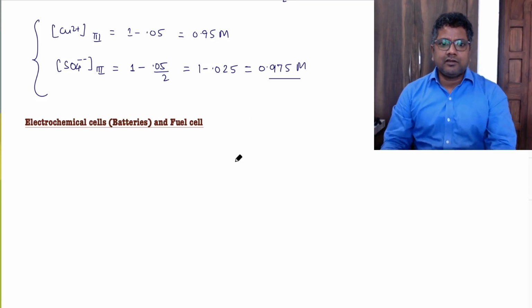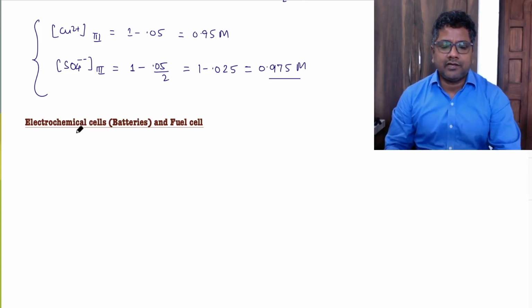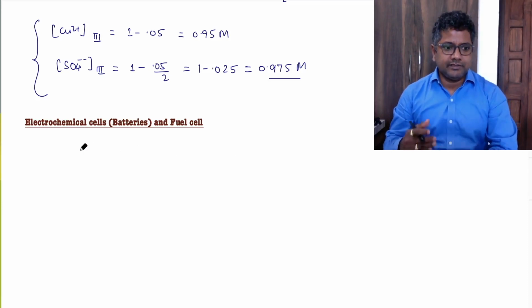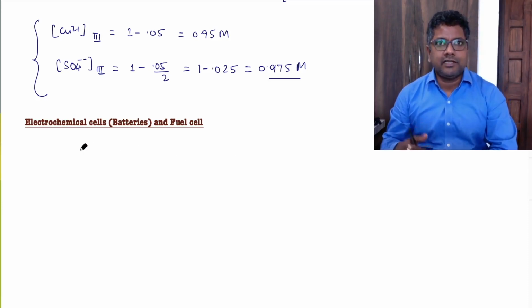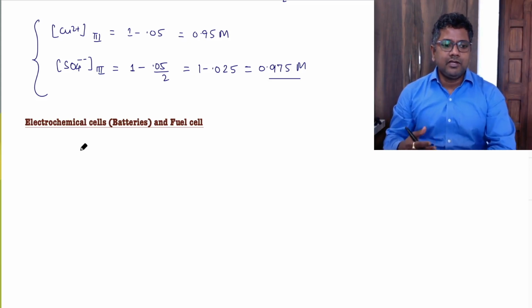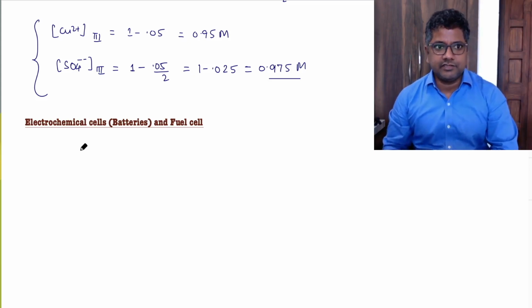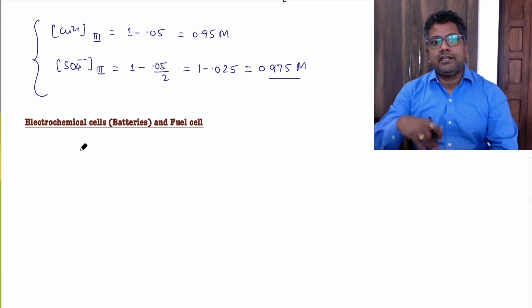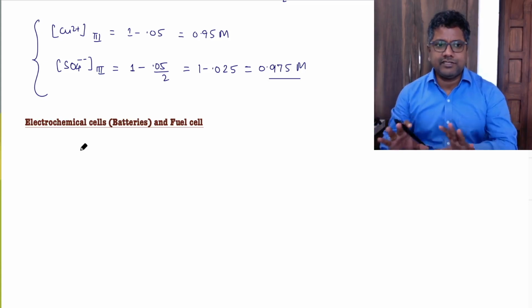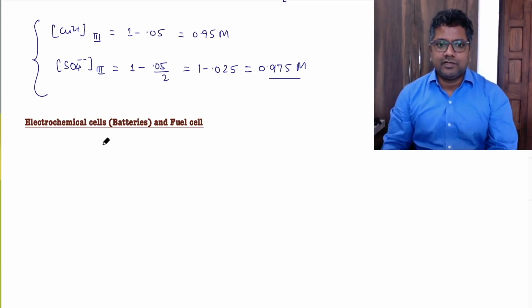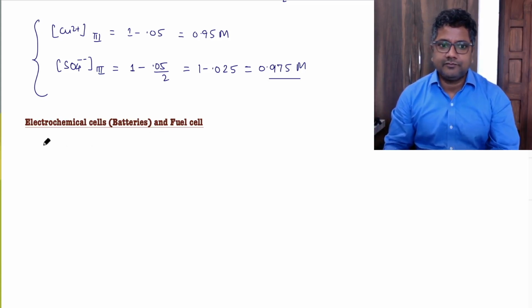All of you know that in electrochemical cells, a redox reaction takes place and electrons are transferred from the reducing agent, which is called the fuel, to the oxidizing agent indirectly via an external circuit. So this is the basic concept. A redox reaction is taking place here.